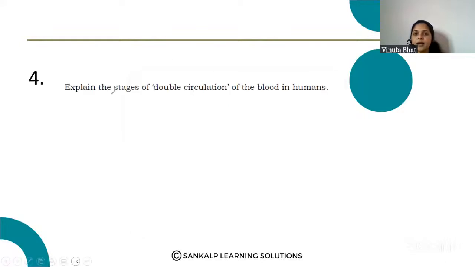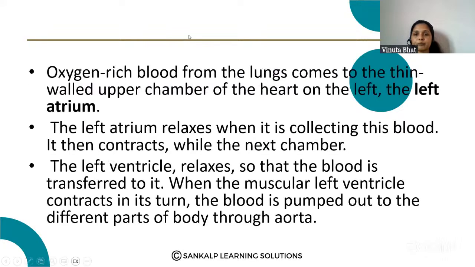Next question. Explain the stages of double circulation of the blood in humans. So, how the double circulation takes place in humans, that we have to explain. Note down the question. Explain the stages of double circulation of the blood in humans. Here, the first step is oxygen rich blood from the lungs comes to the thin walled upper chamber of the heart. It is called the left atrium.